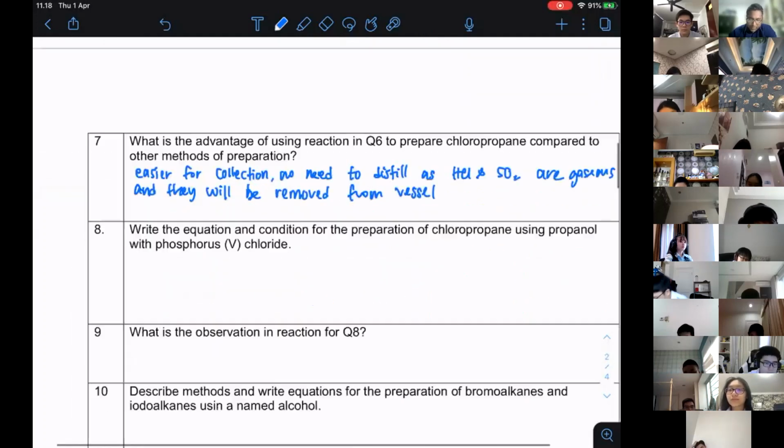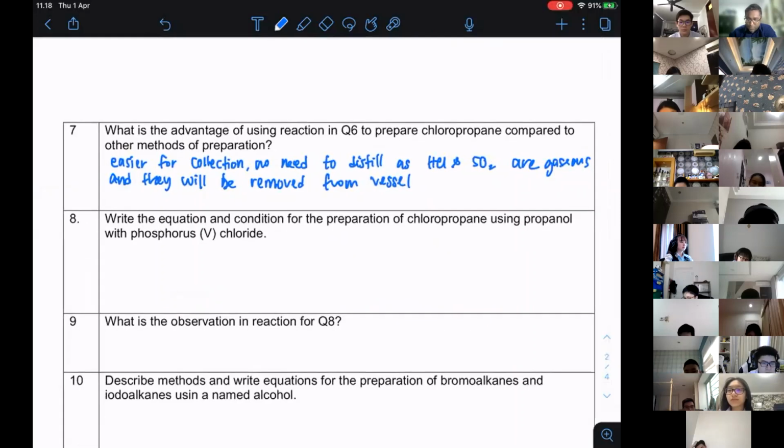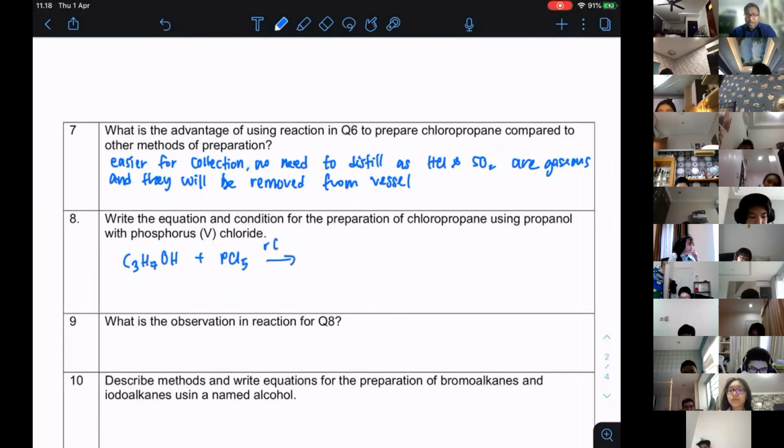Okay, now write the equation and condition for the preparation of chloropropane using propanol. So, same, C3H7OH reacts with PCl5. Do remember, PCl5 is the one that we use at room temperature only. No need to heat up because it's very reactive. It can be broken down into PCl3 and Cl2, and we don't want to heat them up. It's going to be a substitution, where the OH is replaced by Cl.